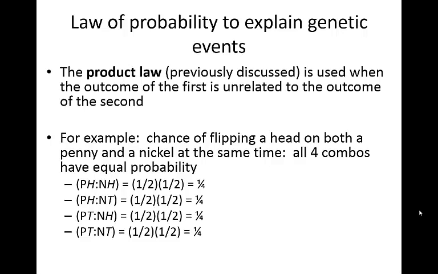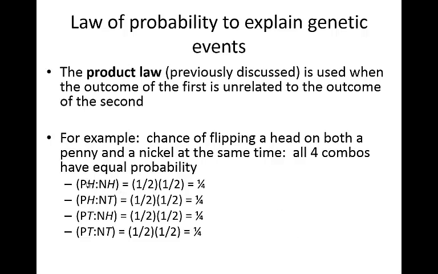So let's investigate some more laws of probabilities that we can use to explain genetic events. As we discussed previously, the product law is used when the outcome of the first trait is unrelated to the outcome of the second. Another example of this would be looking at the chance of flipping a head on both a penny and a nickel at the same time. In this case, all four combinations have an equal probability.